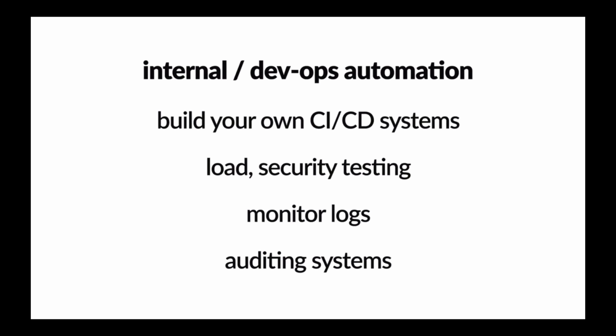Also, and probably one of my favorite use cases is just all the internal DevOps automation that we see the framework being used for. This is basically engineers, developers, operators automating their day-to-day tasks away by putting them in Lambda functions. So we see people build their own CI/CD systems with Lambda. We see people doing load security testing Lambda functions.